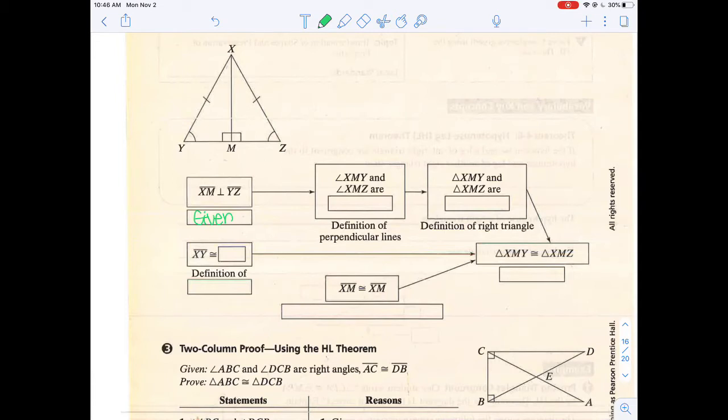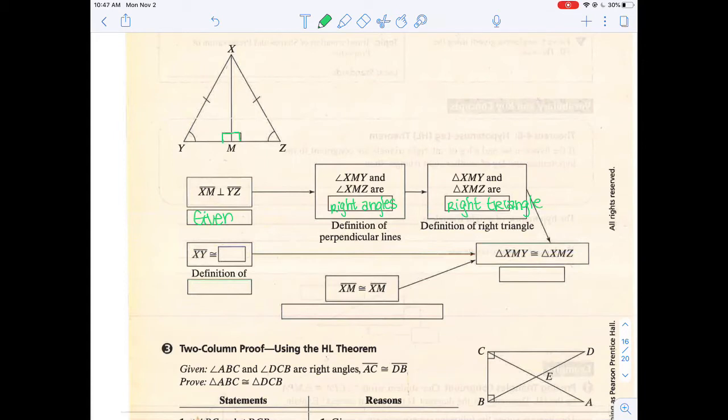Angle XMY, so this angle, and angle XMZ are right angles by the definition of perpendicular lines. Remember, perpendicular lines always intersect at a 90-degree angle. So since XM is perpendicular to YZ, those have to be 90 degrees. So then we know that the triangle XMY and XMZ are right triangles by the definition of a right triangle. Each of them has one 90-degree angle. That makes it a right triangle.